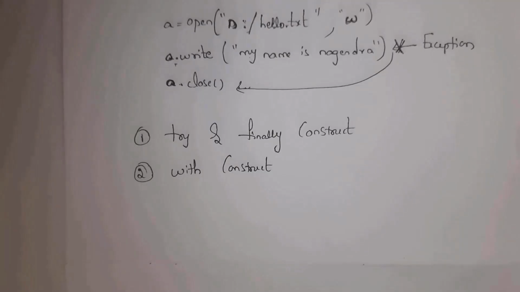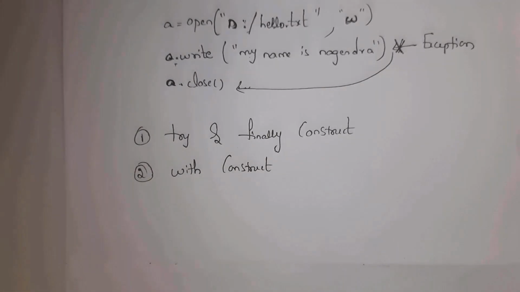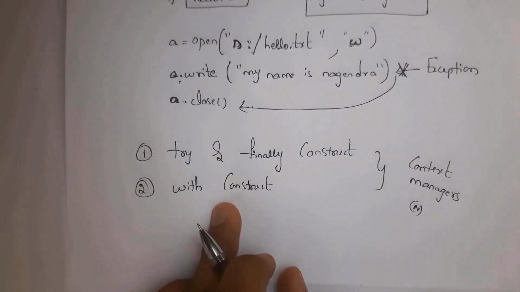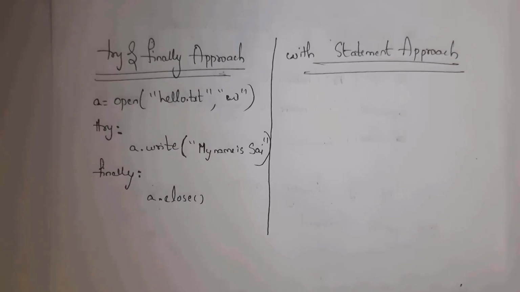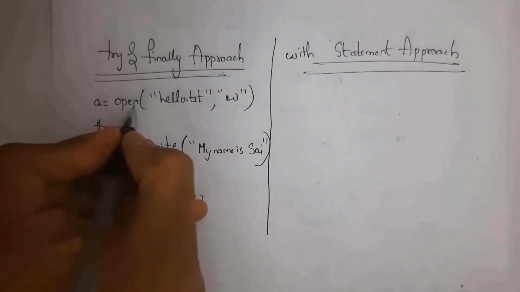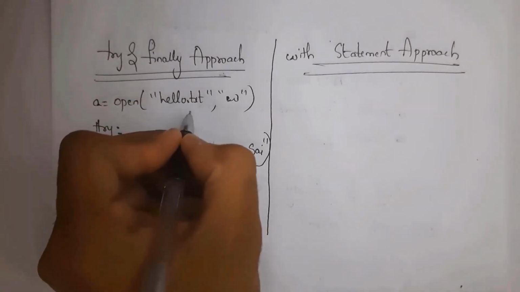Context managers are classified into two types. They are the try and finally construct, and the next one is the with construct. Both are used for resource management. So we can also call this context management as resource management because they are used to manage resources. At first I will explain the try and finally approach. Same example which I took before. I wrote here a equal to open. Inside the open function I wrote hello.txt in quotations, comma. I want to add text.